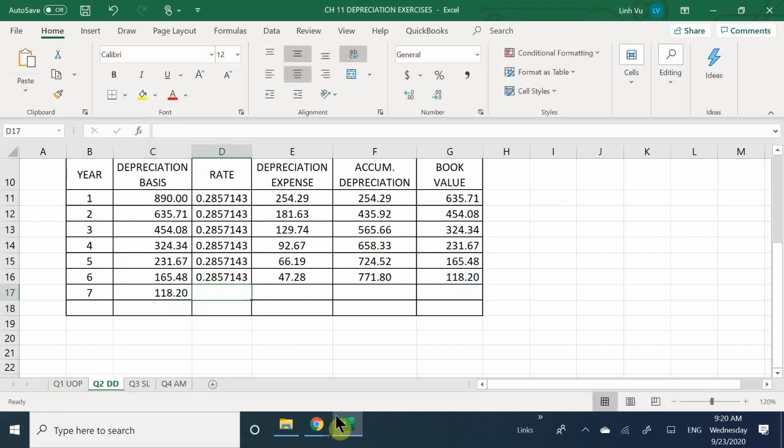And what is my depreciation expense going to be for year 7? I got 33.77. Good. And my accumulated depreciation is going to be 805.57. And lastly, what is my book value going to be?